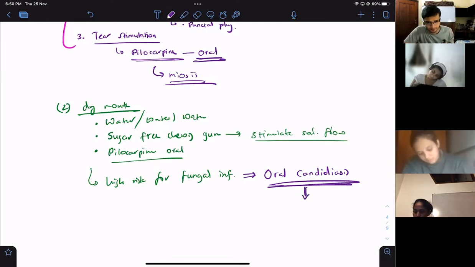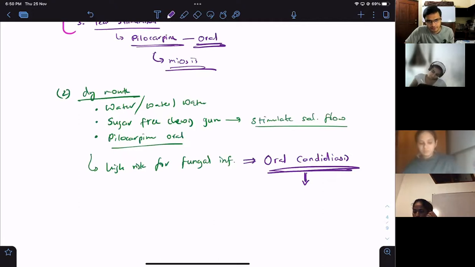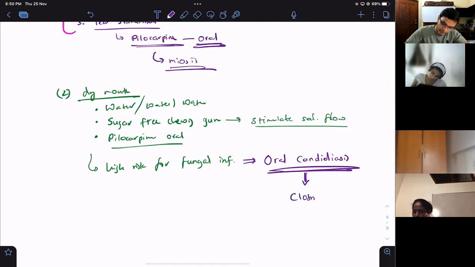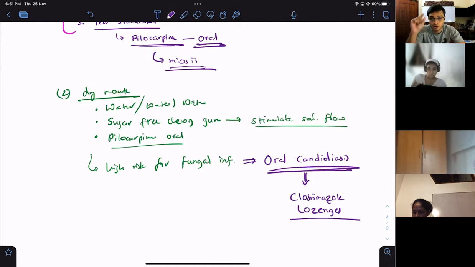how can you treat it? These are usually minor forms, guys, not very severe oral candidiasis. But what you can give is clotrimazole. This is one of the best ones. Clotrimazole, we can give lozenges. There are clotrimazole lozenges if the patient is having oral candidiasis.